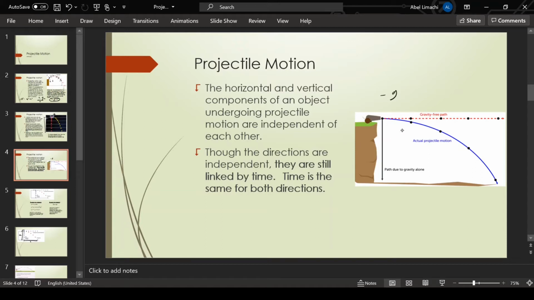The only thing that both of these share is their time values. So if time equals 1 second, 1 second has passed here and 1 second has passed here, and you can figure out where the projectile is at that time.